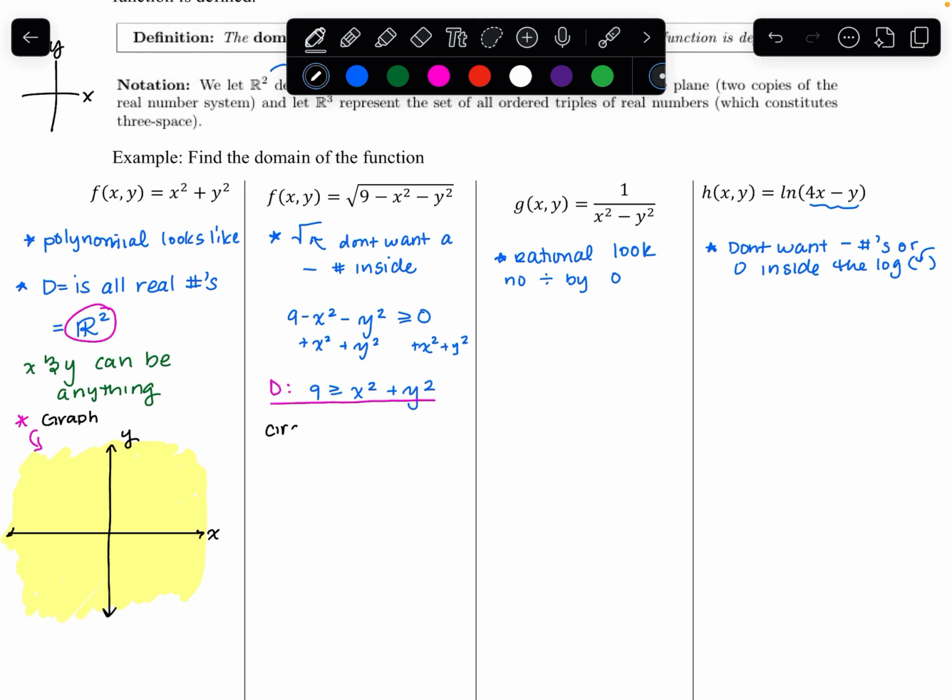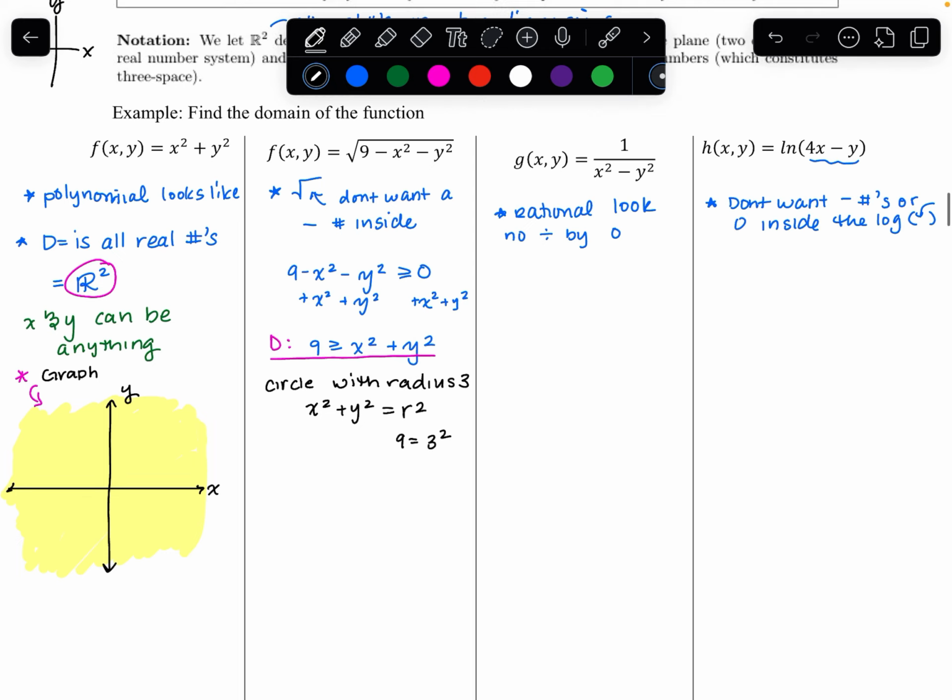But this is, in fact, a circle with radius 3. I got that from the 9. You just take the square root of it and it'll give you this radius, right? Because the definition of a circle looks something like this: x squared plus y squared equals r squared, right? So 9 is 3 squared. That's where I got my r value from. And so there's the domain algebraically, a little relationship between x and y. But I am going to draw a graph, which means I'm going to get that circle on there. Again, use a graphing calculator to help you.